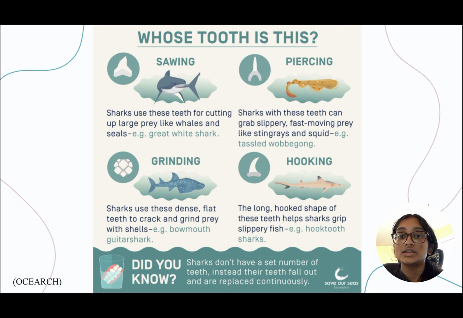Here is an image. In our shark that we dissected, we noticed that our shark presented the feature of having grinding teeth. This means that we could potentially predict that their source of food would be prey with shells such as the bow-mouth and guitar shark.